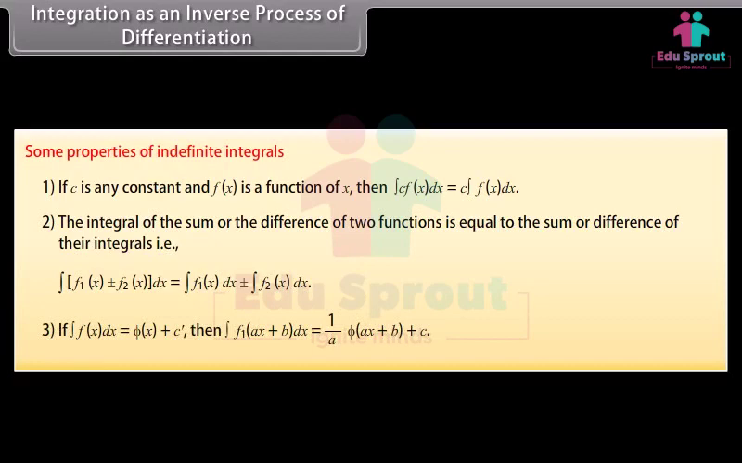3. If integral of f with respect to x is equal to phi of x plus c dash, then integral of f of ax plus b with respect to x is equal to 1 by a into phi of ax plus b plus c.